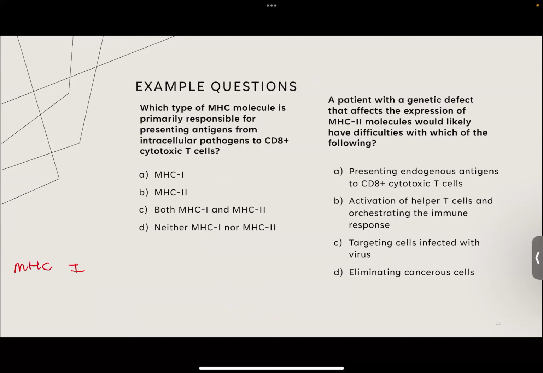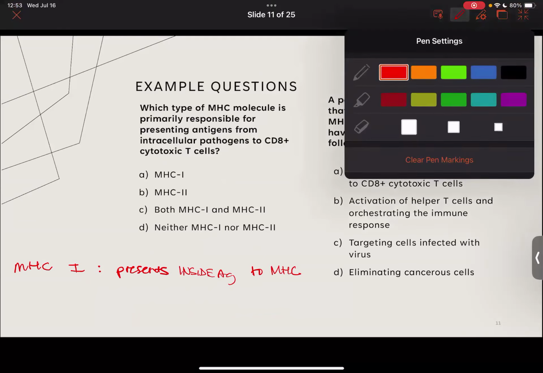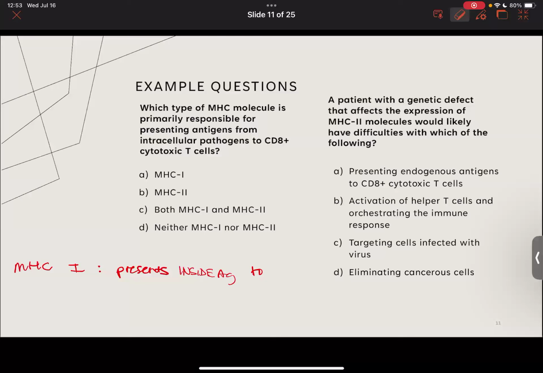MHC1 presents inside antigen to CD8. MHC2 presents outside antigen to CD4.